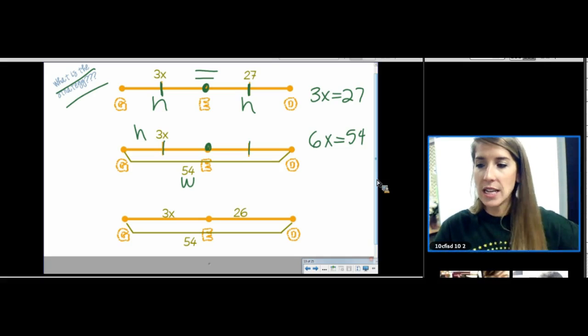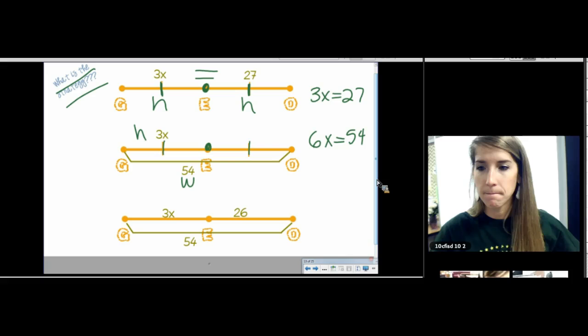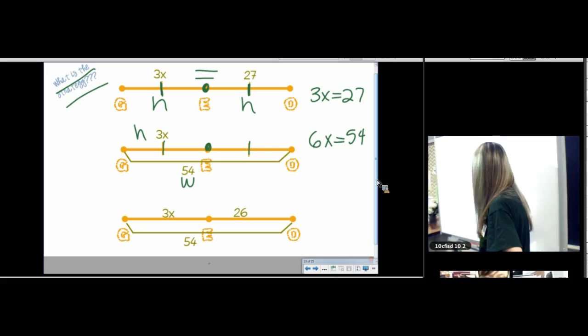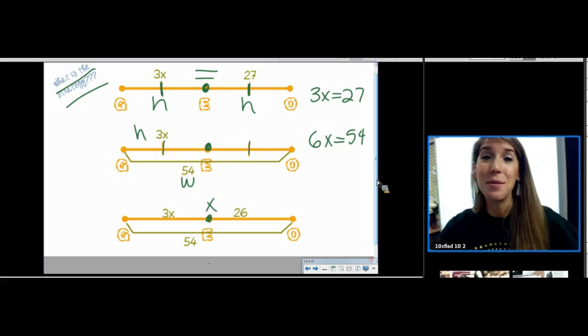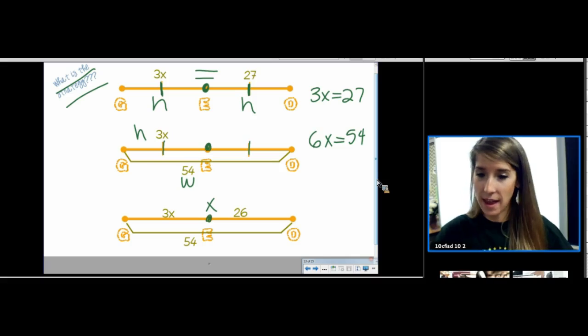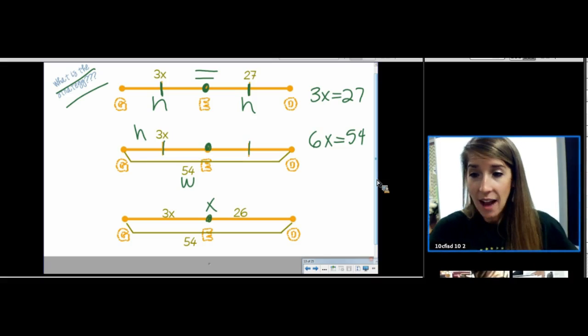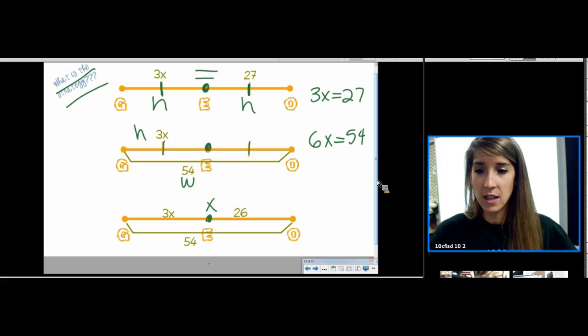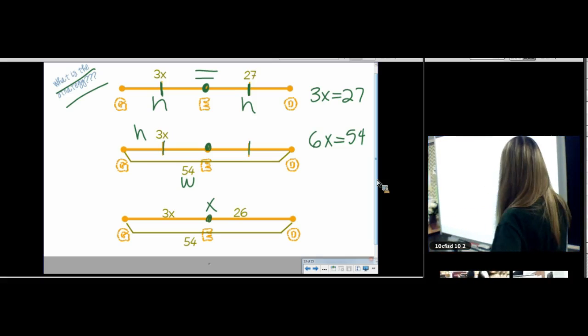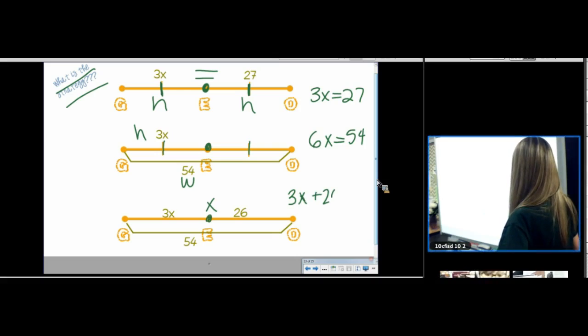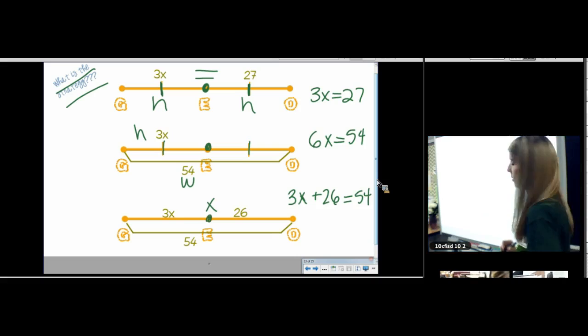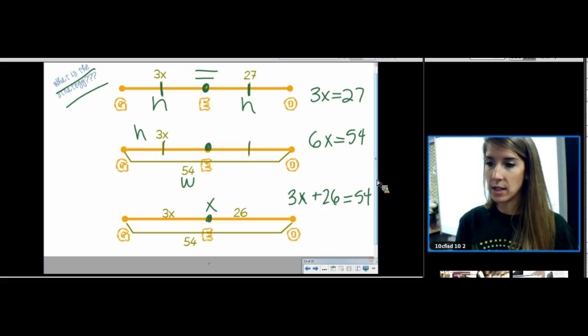On this last situation, is E a midpoint? No. So I changed it on you. E is not a midpoint because I didn't put tick marks. I took those tick marks away. So this is not a midpoint problem. This is what's called a segment addition problem. How would we tackle this one? Don't solve. I don't care what x is. How would we tackle this one? Part plus part equals whole.